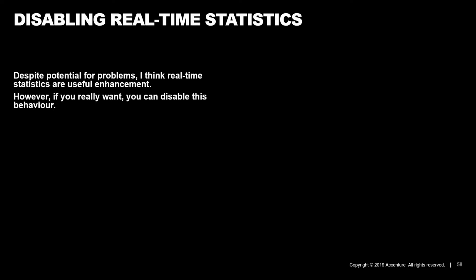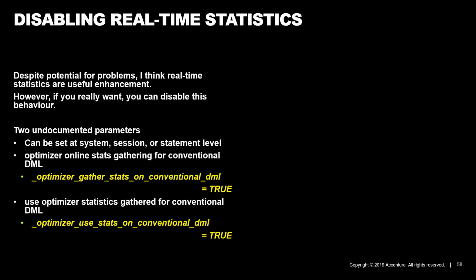Despite the problems I've outlined, I think real-time statistics are going to be a useful enhancement. However, if you want, you can disable them. There are two undocumented parameters that can be set at either system, session, or statement level. One parameter controls whether you gather the stats. The other parameter controls whether you use the stats that you have gathered. They both default to true, but you can choose to set them to false.